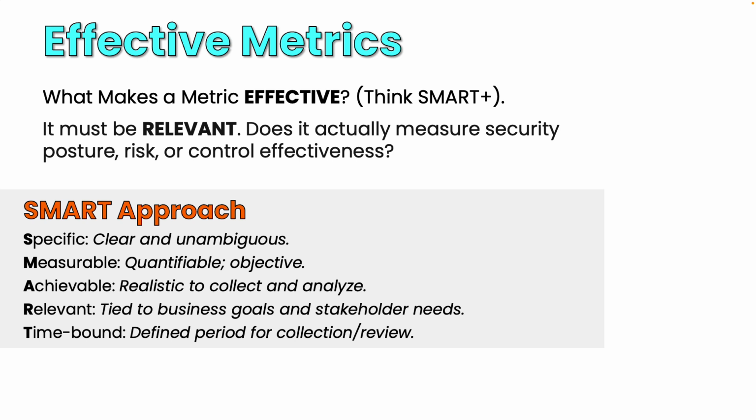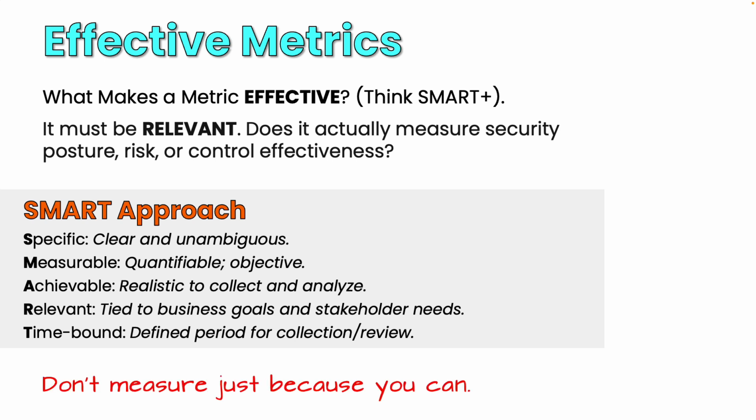So we want metrics that are clear and unambiguous. They are quantifiable. They objectively measure some element of security efficacy. They need to be realistic to collect and analyze. There needs to be not a lot of manual effort in coming to that figure, and they need to be tied to business goals and for a defined period of collection or review. For example, with one organization I advise, we have cybersecurity board meetings on a quarterly basis, so we tend to be showing them metrics on a 90-day window, showing them what happened since the last time we met.